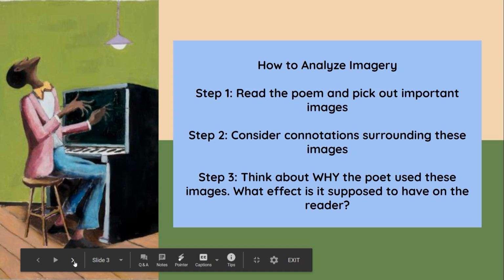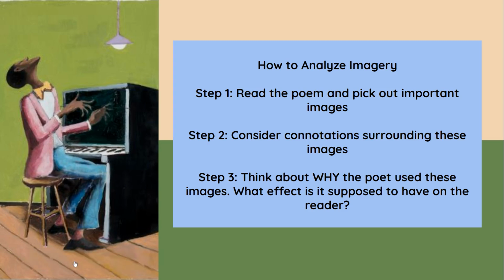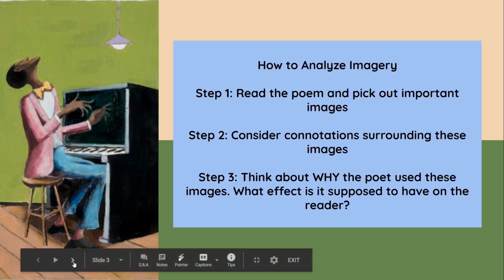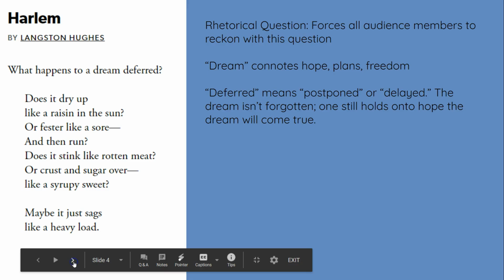So first we have to read the poem, and we're going to be reading the poem and thinking about how can we analyze the imagery. So there's a few steps that you can take to analyze the imagery. First, we're going to read the poem and we'll pick out important images that stand out to us. Then we're going to consider the connotations that surround those images. And then in step 3, we'll finally think about why did the poet use these images? What effect is it supposed to have on the reader and its ultimate purpose?